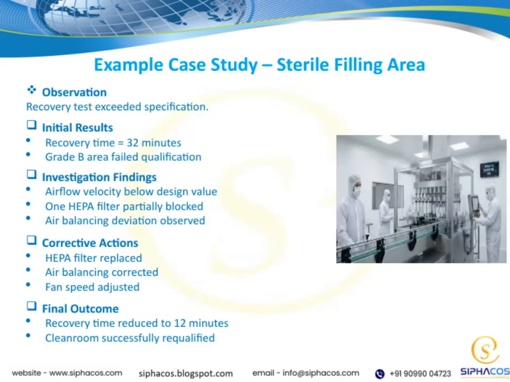Let's look at a real example from a sterile filling area. Initially, the recovery test took 32 minutes, way beyond the acceptable limit. The Grade B area didn't pass qualification. Digging deeper, we found airflow velocity was too low, one HEPA filter was partially blocked, and air balancing was off. So we replaced the filter, corrected the air balancing, and adjusted the fan speed. The result? Recovery time dropped to 12 minutes, and the cleanroom was successfully requalified. This shows how precise adjustments can make a big difference.